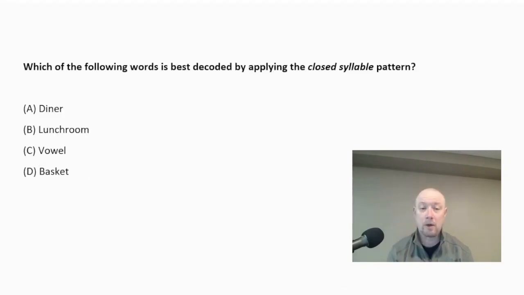Which of the following words is best decoded by applying the closed syllable pattern? Is it A, diner? Is it B, lunchroom? Is it C, vowel? Or is it D, basket?